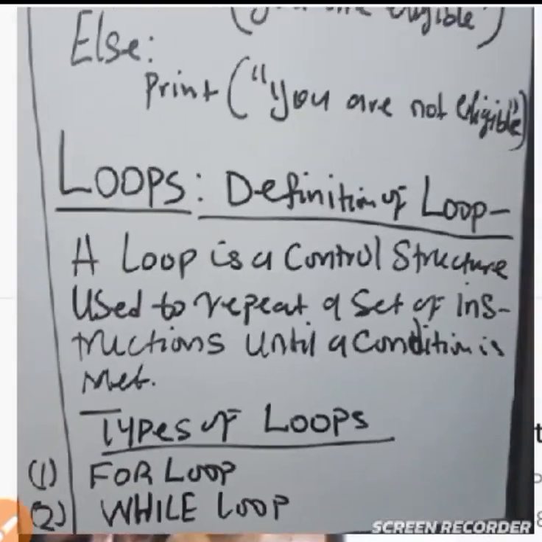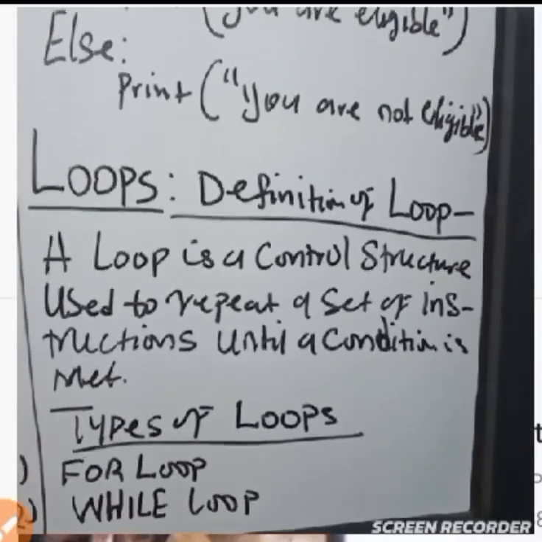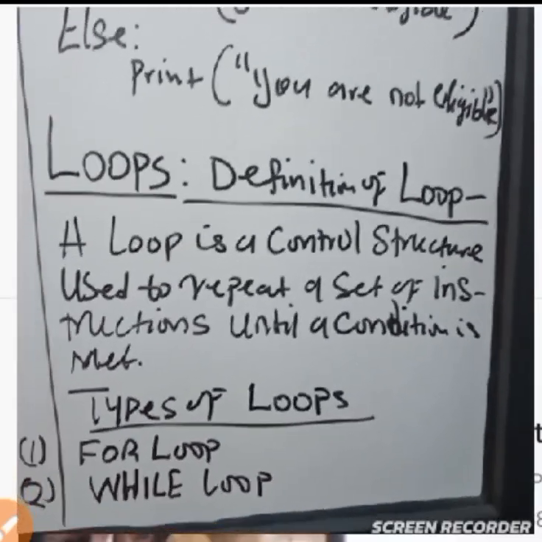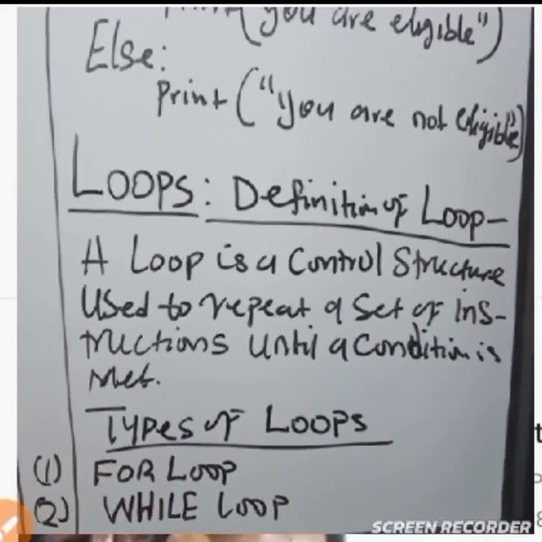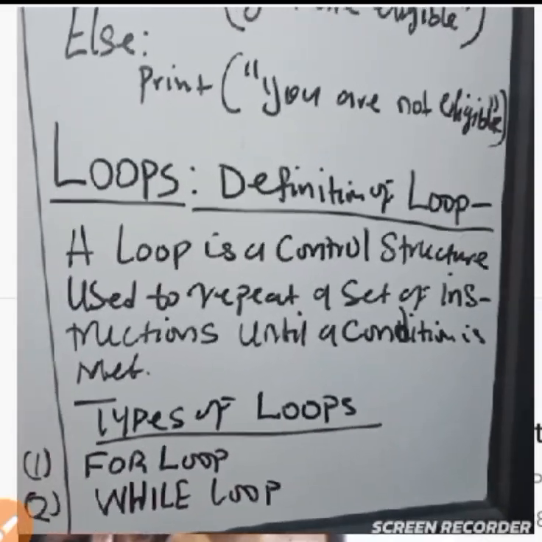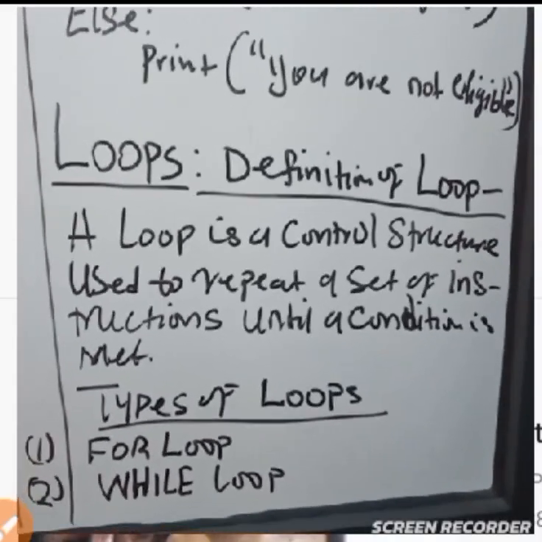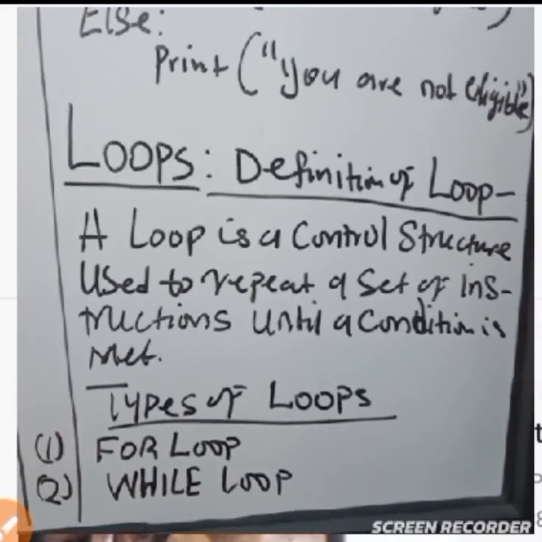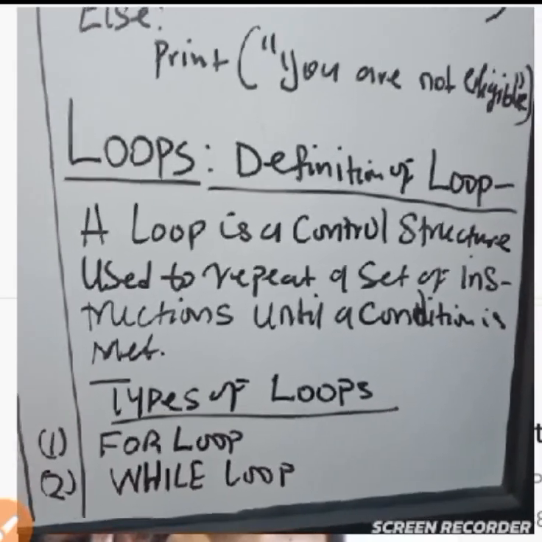Now, loops. Definition of loops. A loop is a control structure used to repeat a set of instructions until a condition is met. So loops help us avoid writing the same code many times. Instead of repeating instructions manually, the computer repeats them automatically.